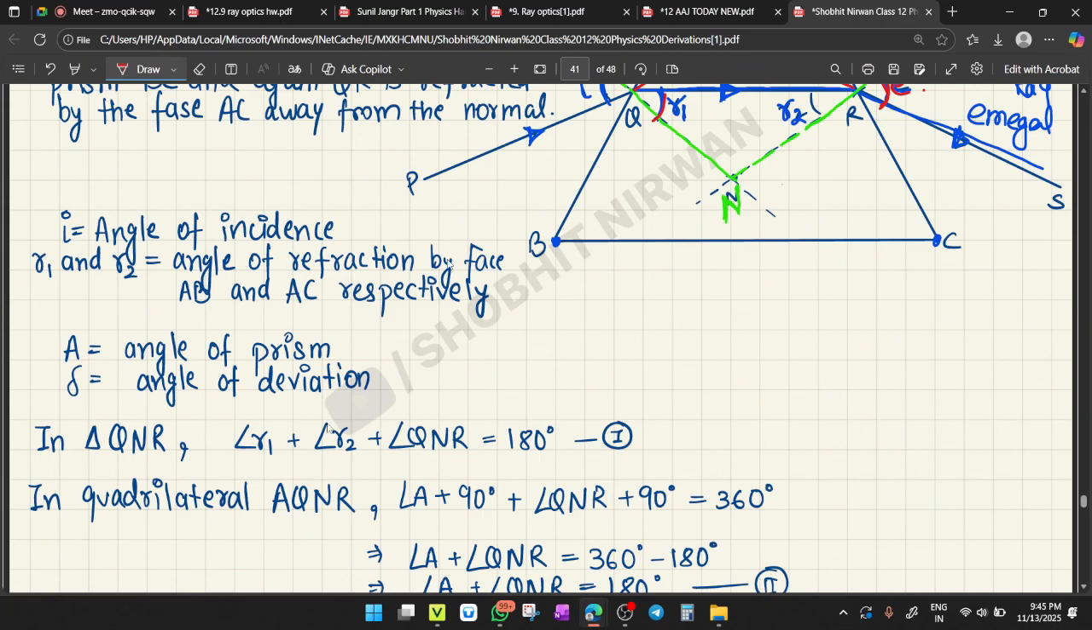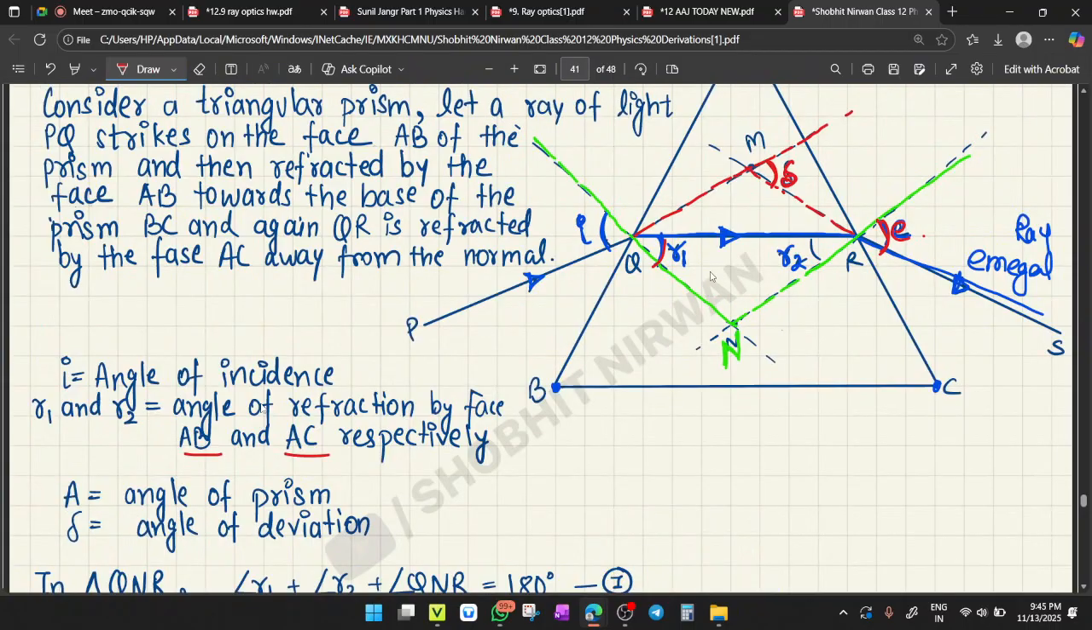R1 and R2 are the angles of refraction by the faces AB and AC. Yes, write this one. R1 and R2 are the angles of refraction by the faces AB and AC. A is the angle of prism and delta is the angle of deviation.